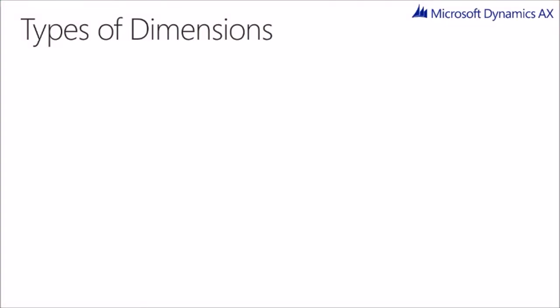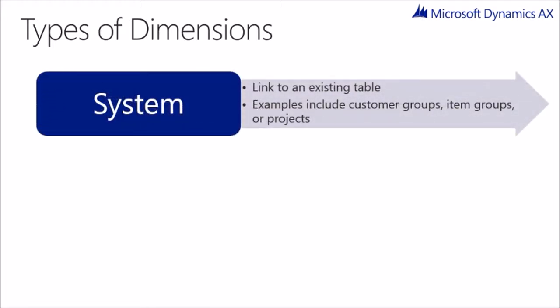When you create a financial dimension, you must decide where the value will come from. A system dimension is a financial dimension that will get the list of values from another table in the system. There are approximately 30 options available out of the box that you can select from. Examples include a customer account or group, items or item groups, and projects or project groups.